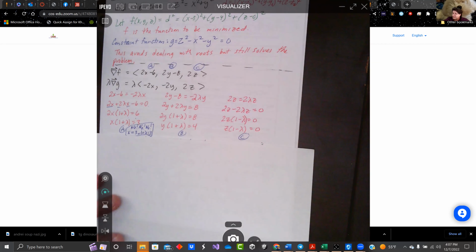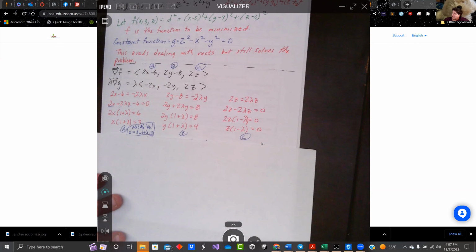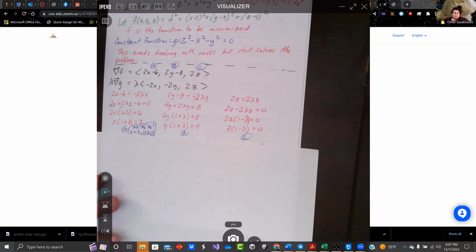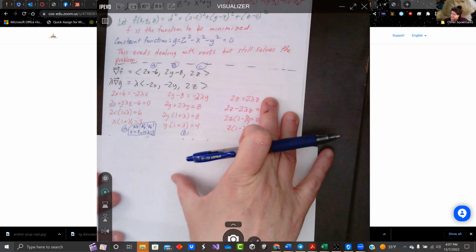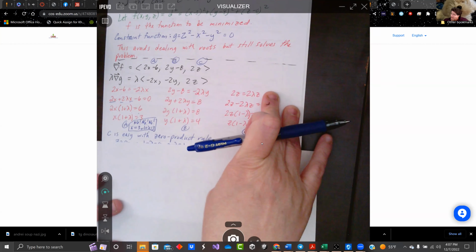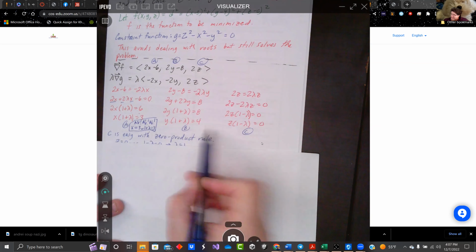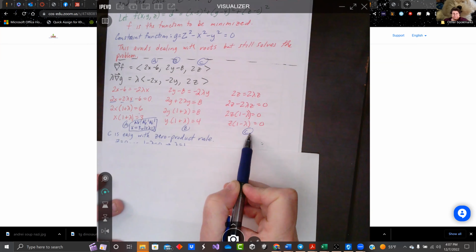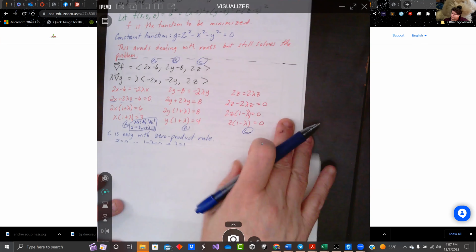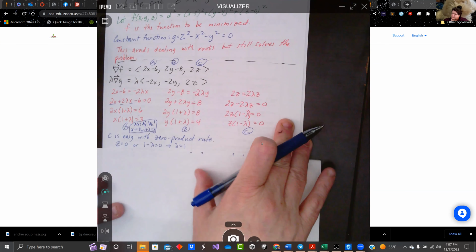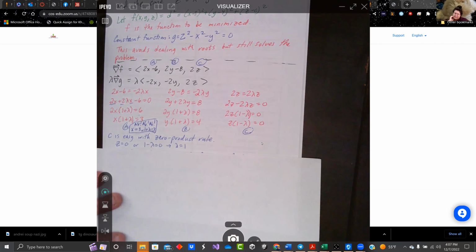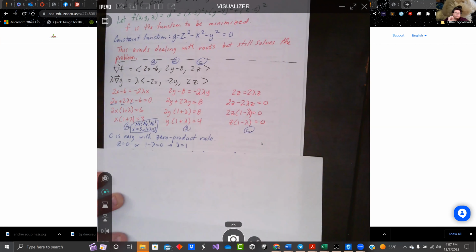Finally, we take a look at doing it with the z's, and you're going to see you get z times 1 minus lambda equals 0. Okay, so what are we going to do with that? These are messy, but C is not, so let's start with C. We can do the zero product rule on C, so we get either z equals 0 or lambda equals 1. And let's roll with both.